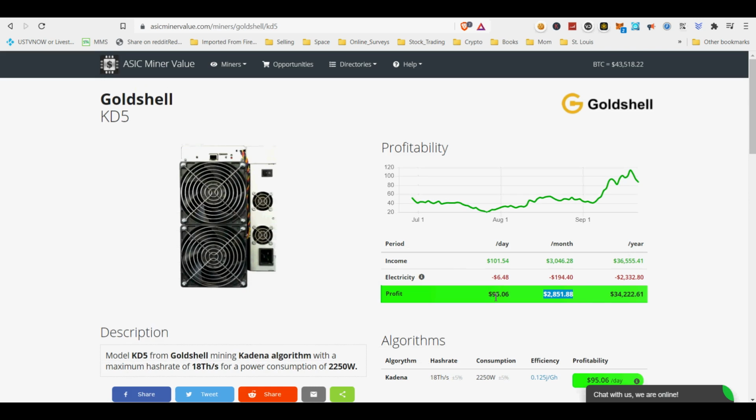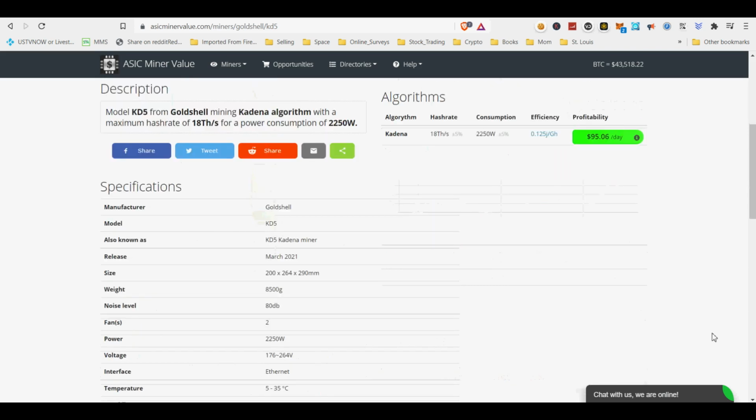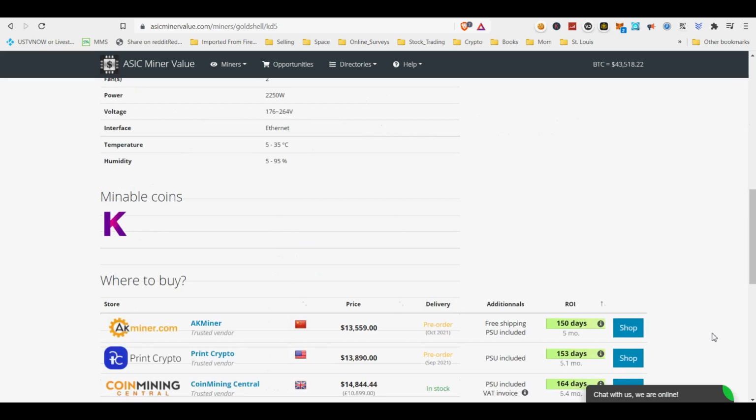Where do you buy Kadena KD5 miners? If you want to buy this miner, first you want to check the Goldshell original OEM manufacturer, because the price is cheapest with the manufacturer. In this case, I would first try the Goldshell website for the price. It was listed at $8,999 when initially released in March 2021. As of shooting this video, it is sold out.